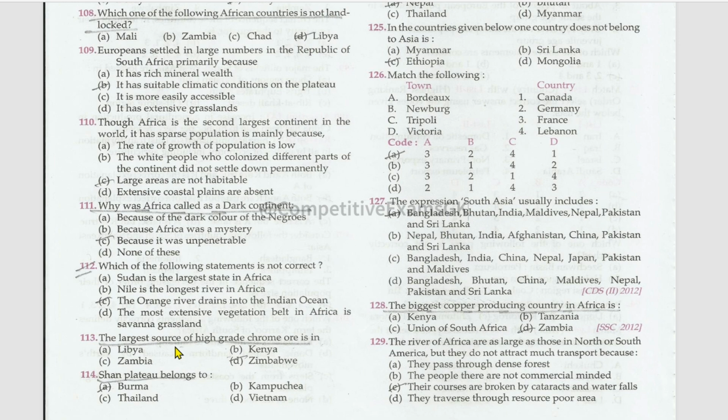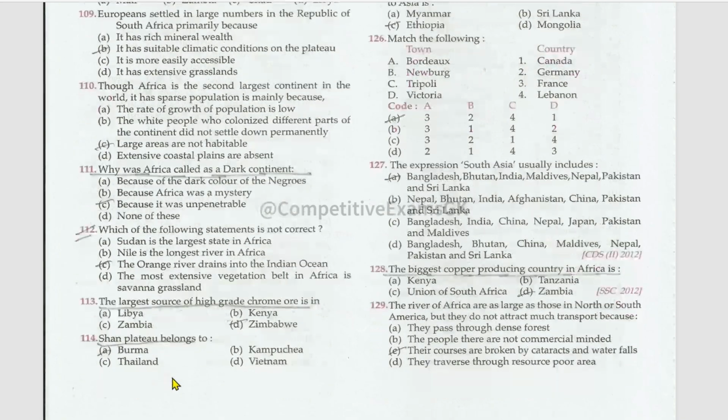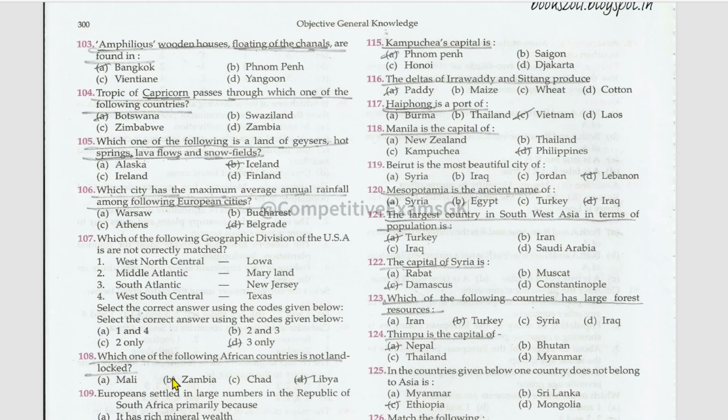The largest source of high-grade chrome ore is in Zimbabwe. Shan Plateau belongs to Burma. Kampuchea's capital is Phnom Penh. The deltas of Irrawaddy and Sittang produce paddy. Haiphong is a port of Vietnam. Manila is the capital of Philippines. Beirut is the most beautiful city of Lebanon. Mesopotamia is the ancient name of Iraq. The largest country in Southwest Asia in terms of population is Turkey. The capital of Syria is Damascus.